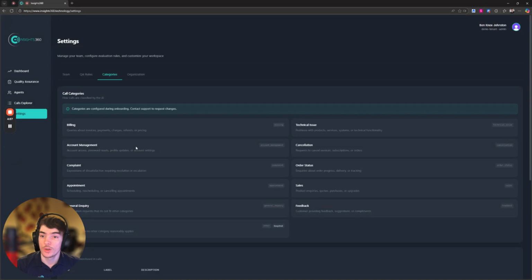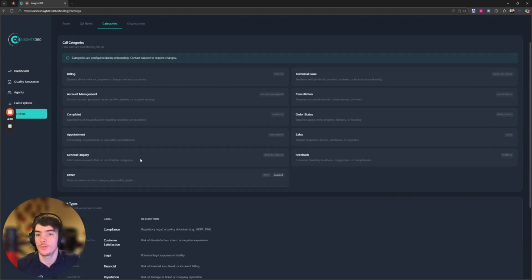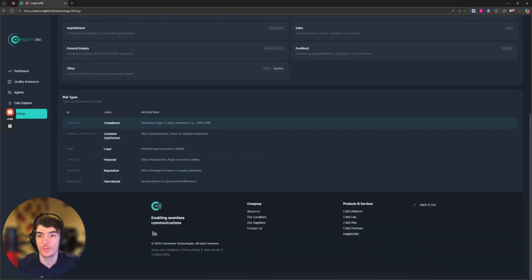So just like your QA scores and your categories, you can also customize your risks as well. So you give us a set of business risks, a bit of criteria here. So a label, that's always a good one to start with: compliance, customer satisfaction, legal risk, financial risks, reputational, operational. These are just some examples of the type of things you can set as a risk to your business, and a description as to why that's a risk to your business.